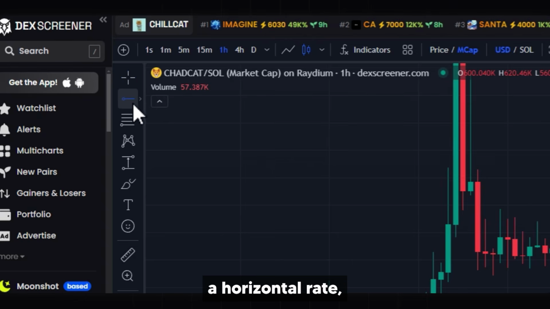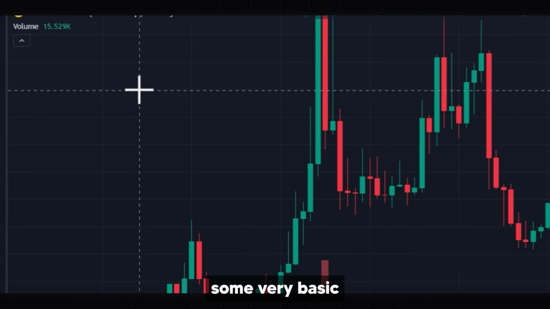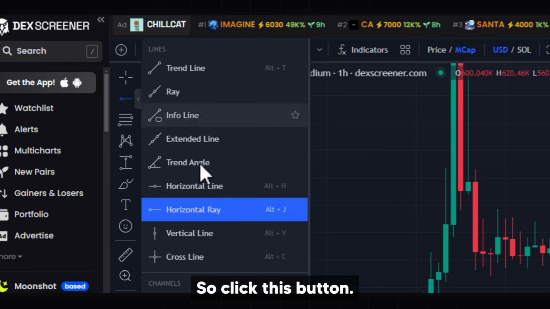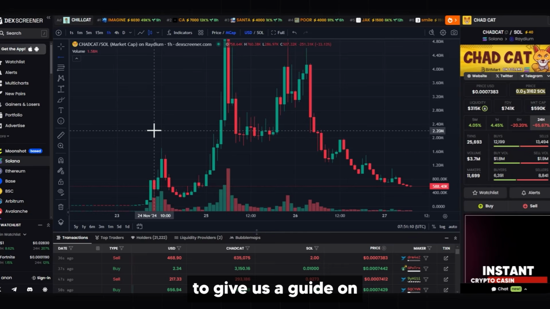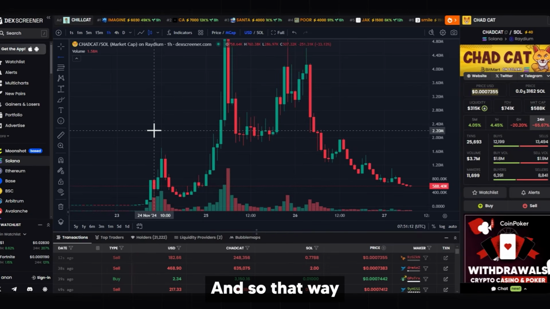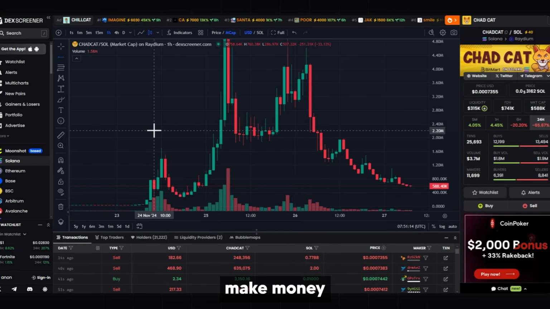Now what you need to do is get yourself a horizontal ray, and then draw some very basic support lines. So click this button, then you can see it says horizontal ray. And now we need to draw some super basic lines that are going to give us a guide on when to buy and sell. That way we can actually make money even if the coin goes to zero. Let me show you guys what I mean.